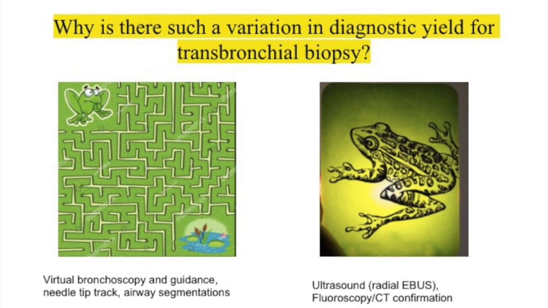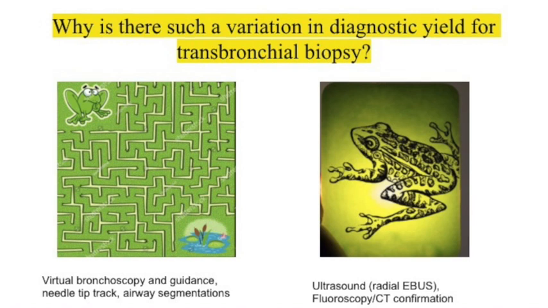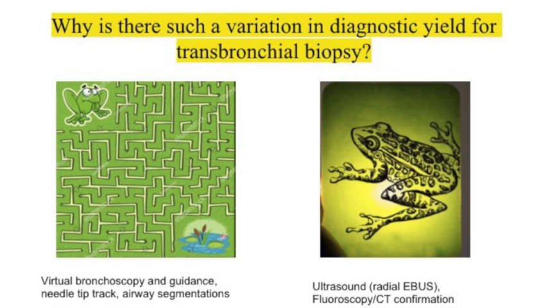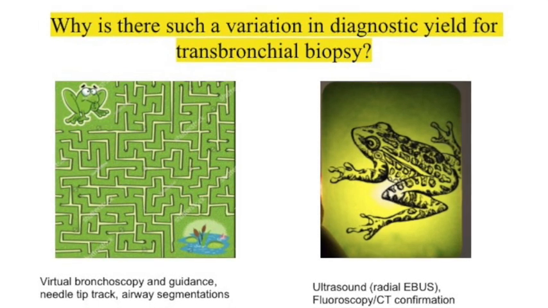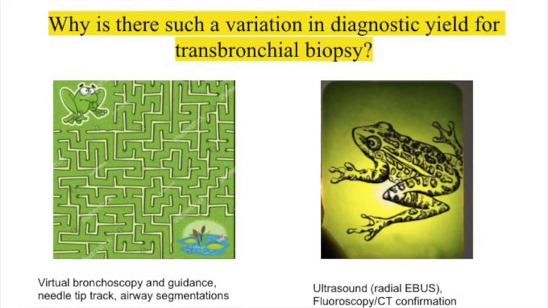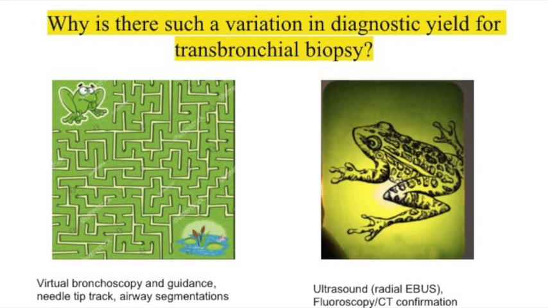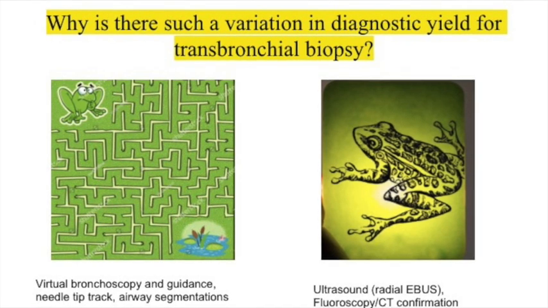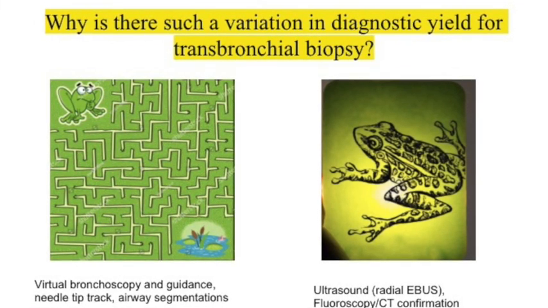Just imagine that the nodule is a little lotus in the pond right here. In order for the frog to go to the pond, it has to go through the maze. It has to go through different tunnels, and it has to be the very correct pathway to be taken. And there's no light inside the lung at all, and so it's hard to go to the nodule, right?